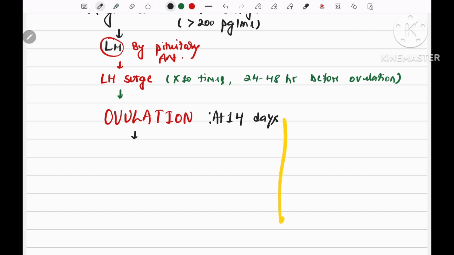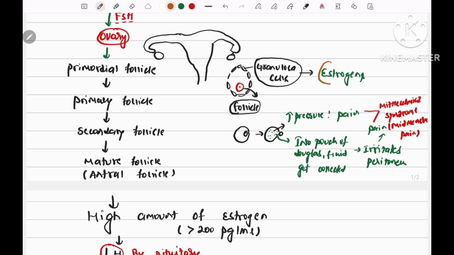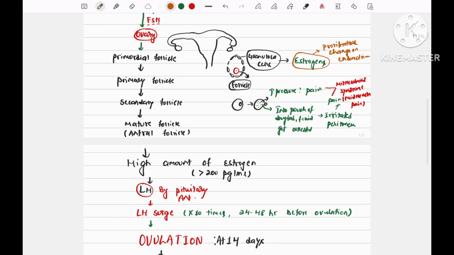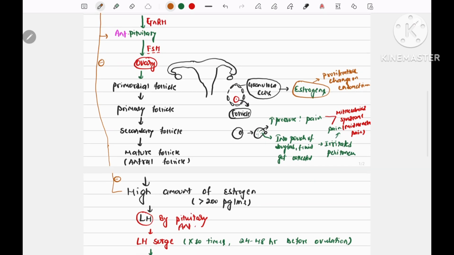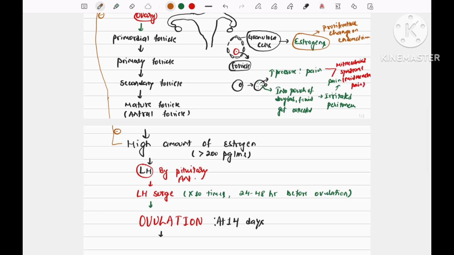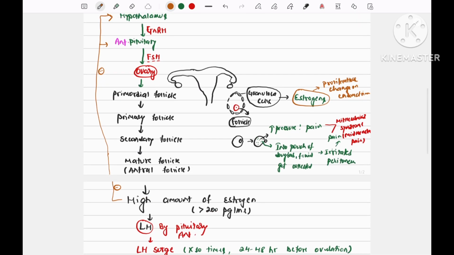Now we know that the estrogens produced in the beginning phase help in proliferation. Estrogen does the proliferative change on the endometrium. And when there is a high amount of estrogen, it gives negative feedback to the hypothalamus and anterior pituitary, so that gonadotropin releasing hormone and FSH will not be produced, and there will be no further maturation of this follicle. So there is a negative feedback mechanism by the estrogen.